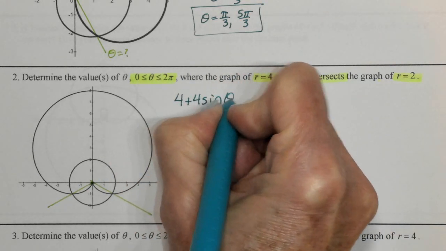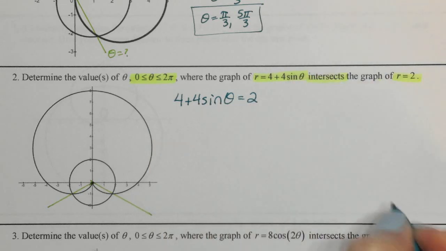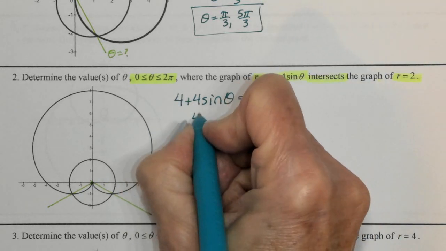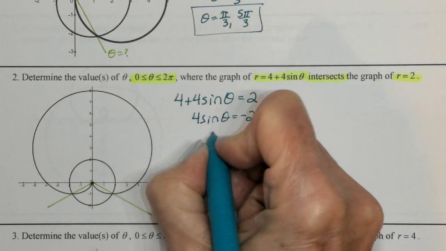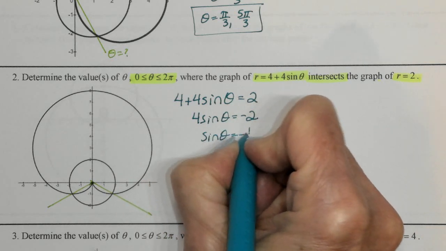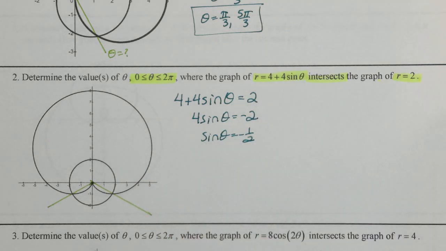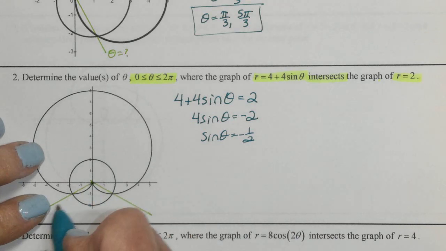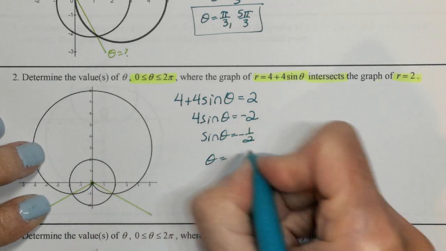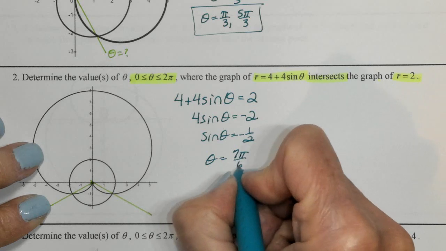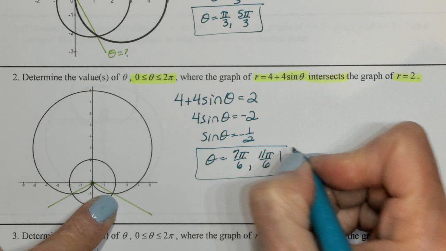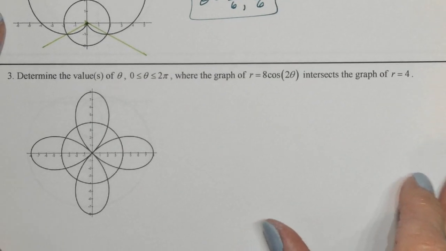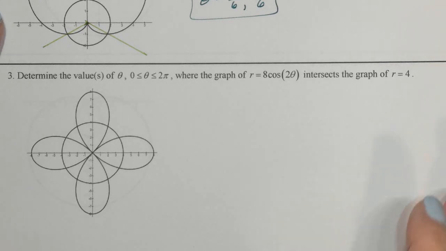So 4 plus 4 sine theta, we're going to set that equal to 2. I'm going to subtract 4 on both sides and then divide both sides by 4. We get sine of theta is negative 1/2. Sine of theta is negative 1/2 when theta is 7 pi over 6 and 11 pi over 6. Easy peasy, right? Just what we did with our study on just plain trig functions.